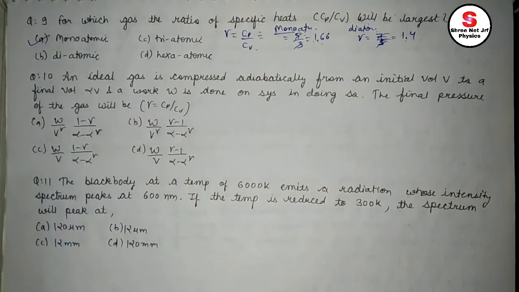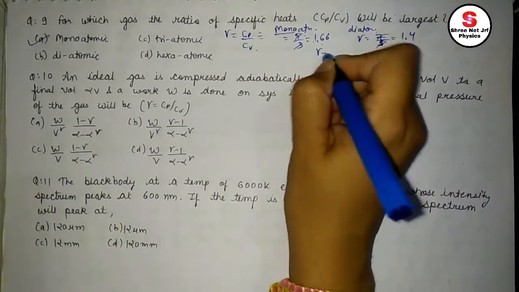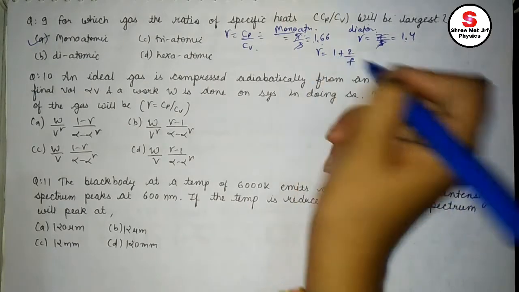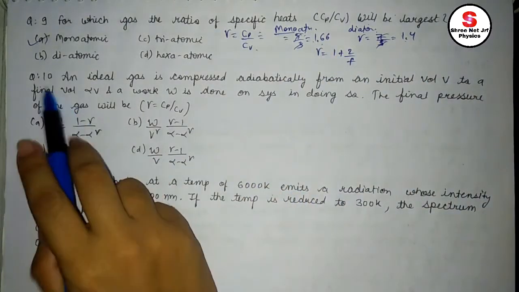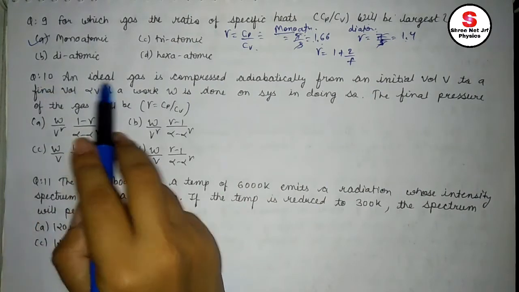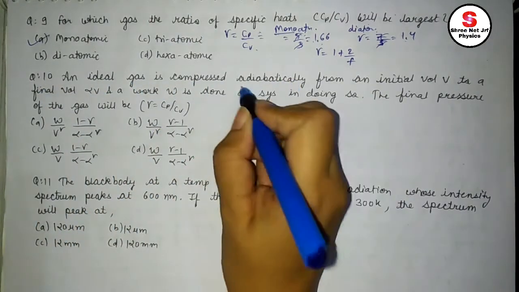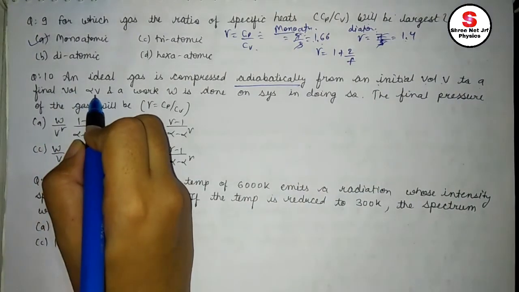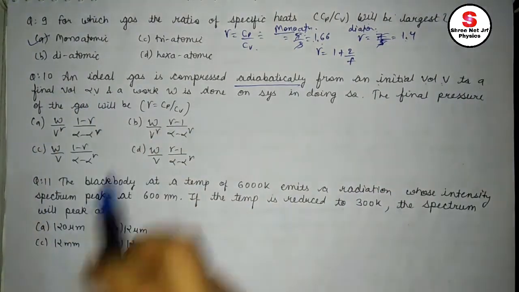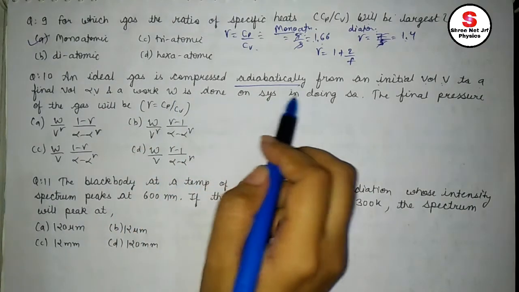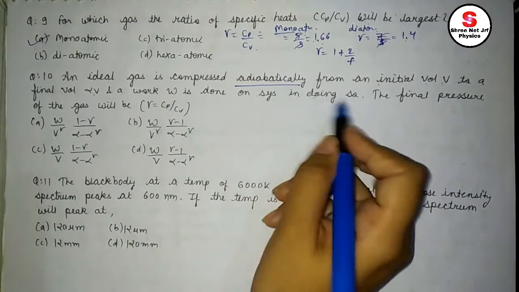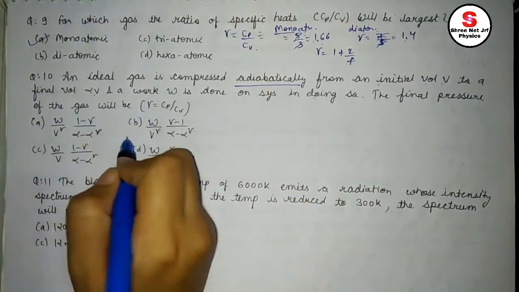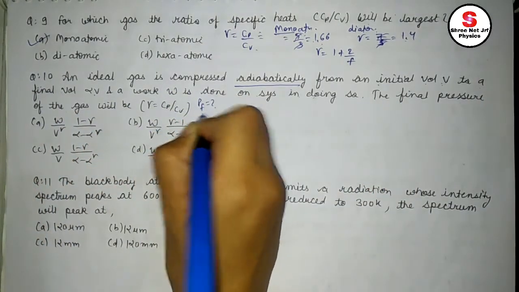You can see from here also that gamma equals 1 plus 2 by f. As f increases, gamma decreases. You can use this also. Question number 10 says an ideal gas is compressed adiabatically from an initial volume V to a final volume alpha V. In doing so, work W is done on the system. We need to find the value of the final pressure Pf.